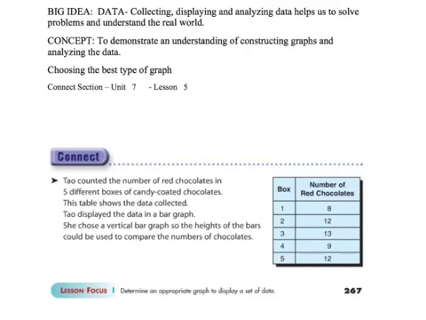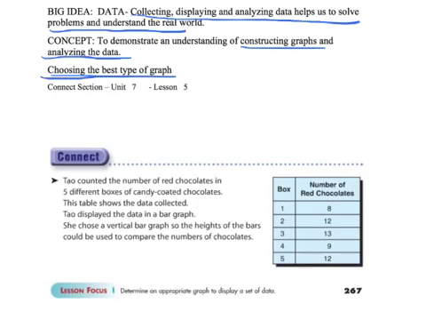All right, today we're going to continue on with our concept of collecting and displaying and analyzing data. Helps us to solve problems and understand the real world. We're going to continue with constructing graphs and analyzing data, but today our specific goal is going to be to choose the best type of graph, and we'll talk about a few different types of graphs. This is lesson 5.